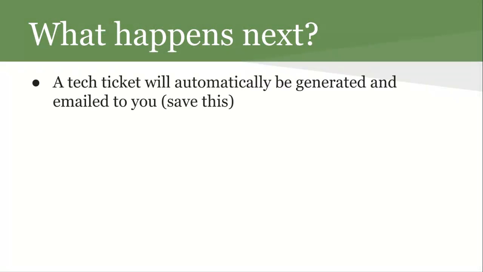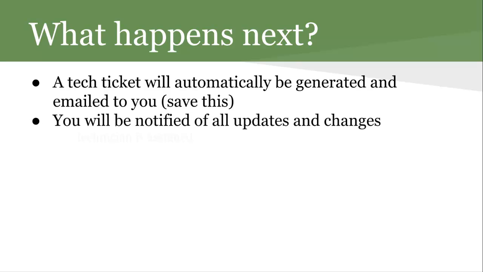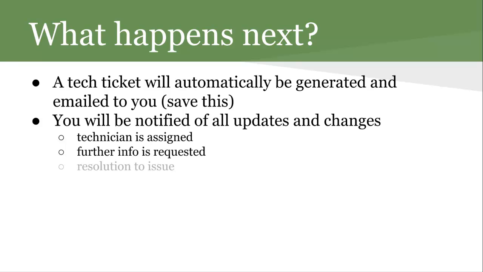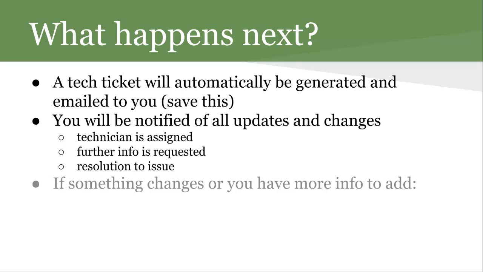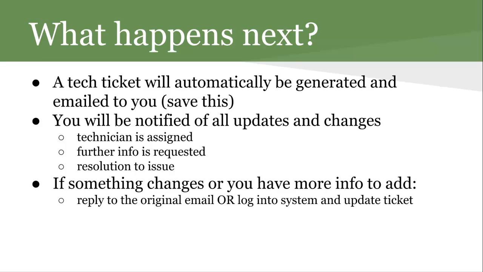So what happens next? Once you click submit, a tech ticket will automatically be generated and a copy will be emailed to you. You will want to save this. After that, you'll be notified of all updates and changes. For example, when the technician is assigned to your request, you will receive an email indicating who your technician is. If that technician needs additional information, he will be able to email you directly to find out whatever information it is he still needs. Finally, once the issue has been resolved, you will be notified that the issue has been resolved and what exactly was done to fix it.